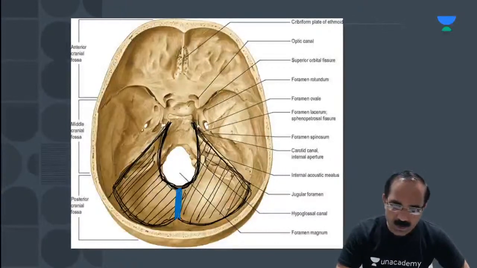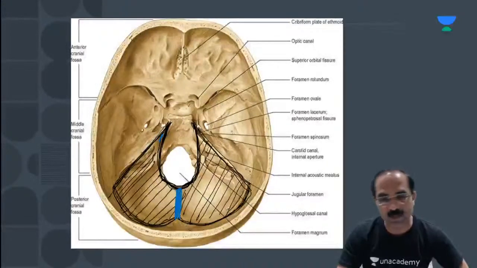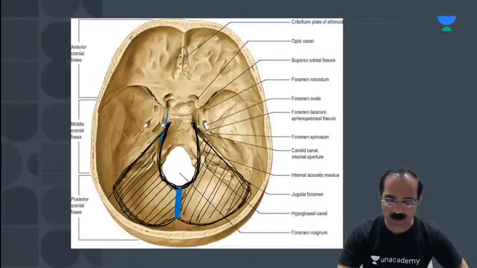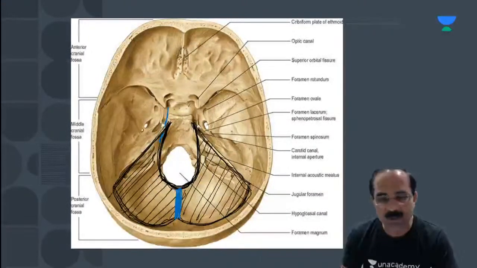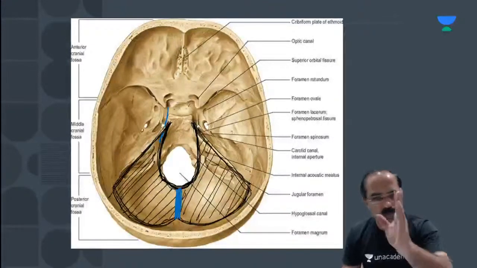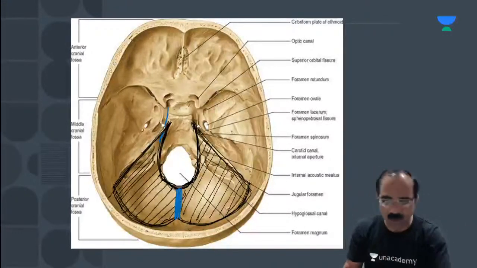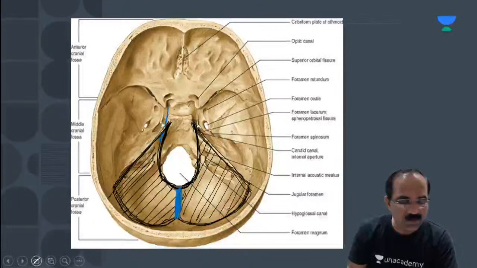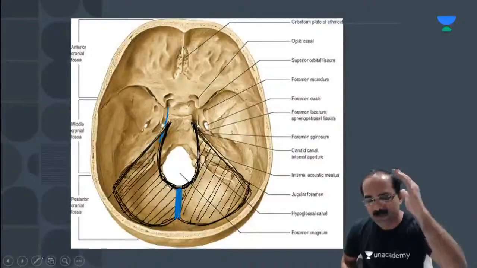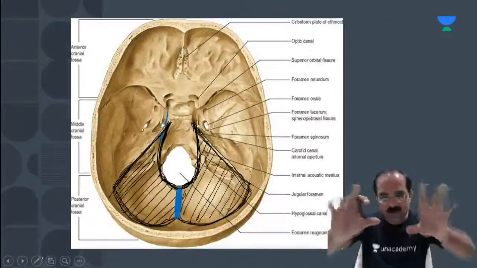There's a nerve which pierces the tentorium cerebelli at the junction of its free and attached margin. Nerve piercing the tentorium cerebelli at the junction of the free and the attached margin. It has two margins. One is the free margin of the tentorium cerebelli and the other is the attached margin of the tentorium cerebelli. Which is the nerve at the junction of the free and the attached margin? That's the trochlear nerve. Very good. That's the trochlear nerve.